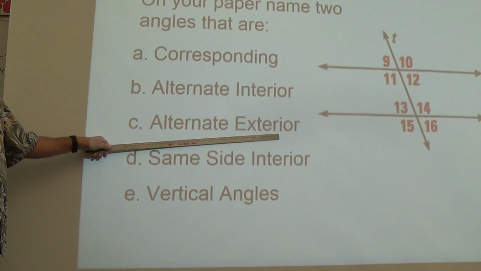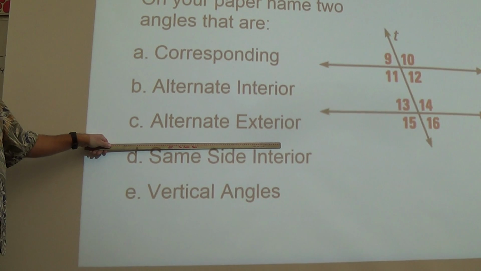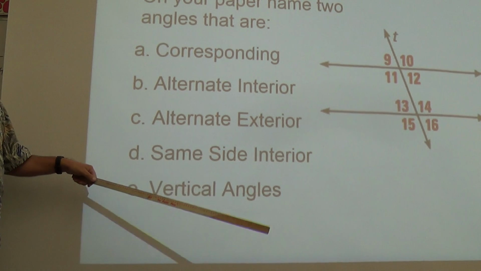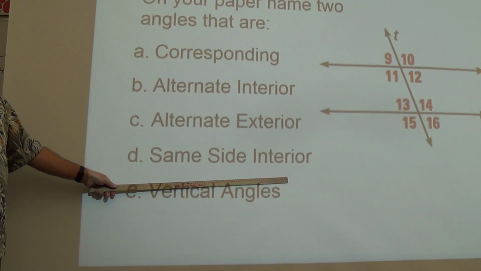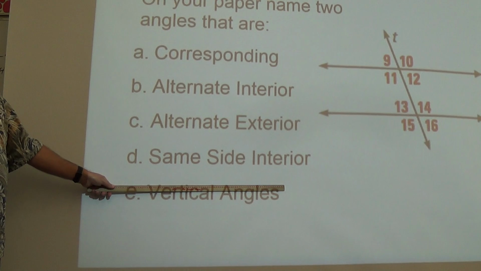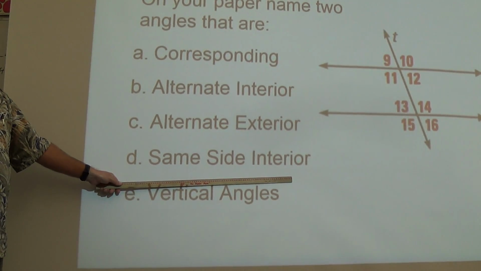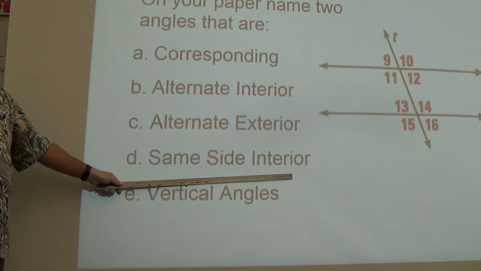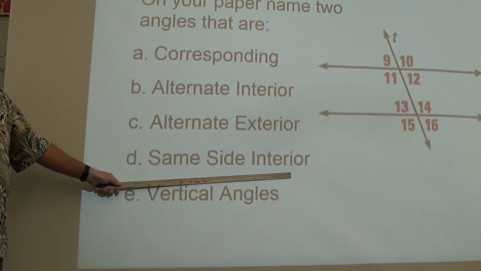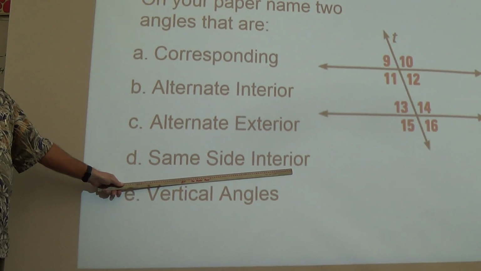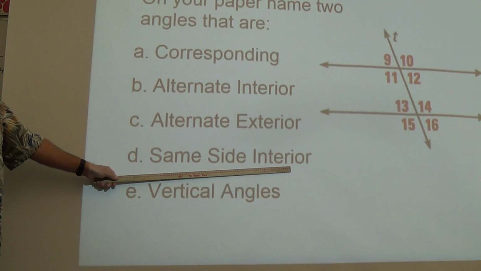Alternate exterior, David. Alternate exterior, 9 and 16. Okay, stop there. Paige, give me the other set. 10 and 15. Tommy, give me a set of same side interior. 11 and 13. What do you know about same side interior? They're on the same side. Yeah, what else do you know about them? Are they congruent? No. What are they? Supplementary. Supplementary, very good. They're supplementary, yes.